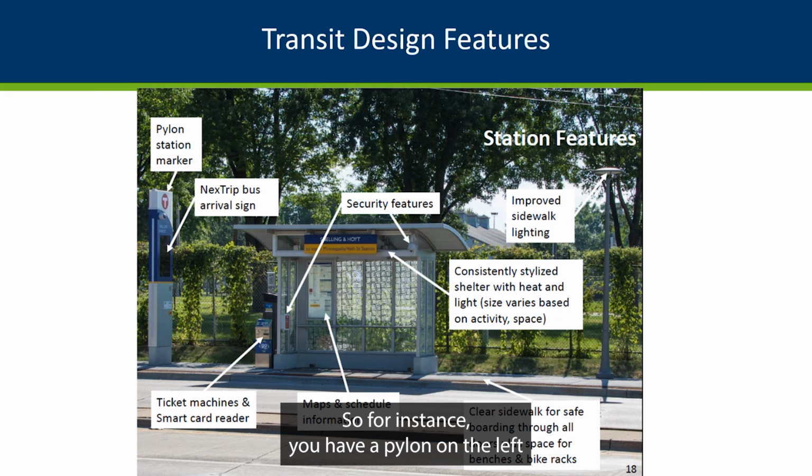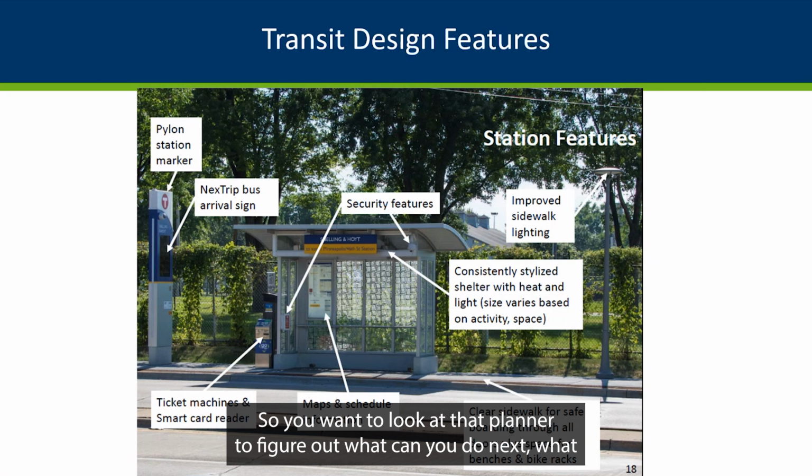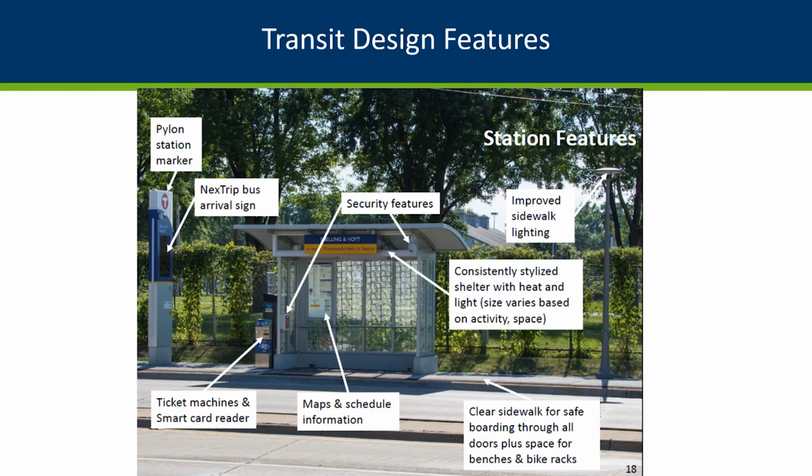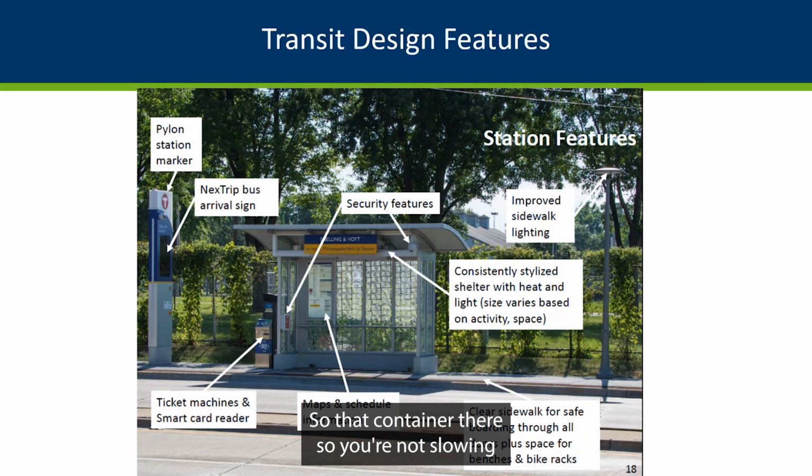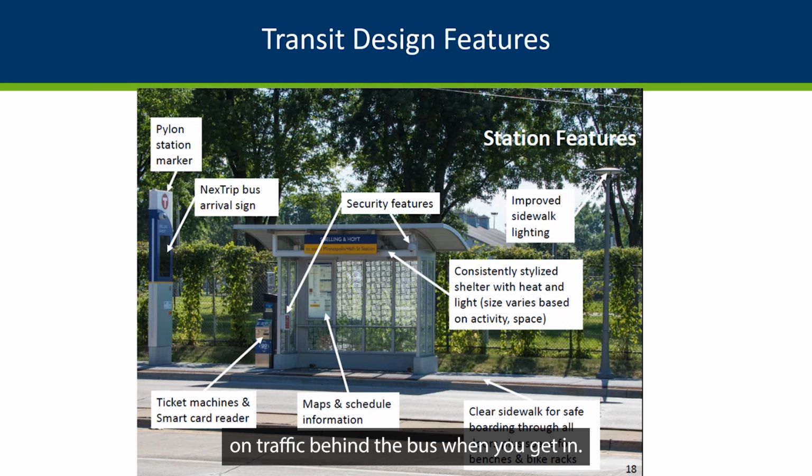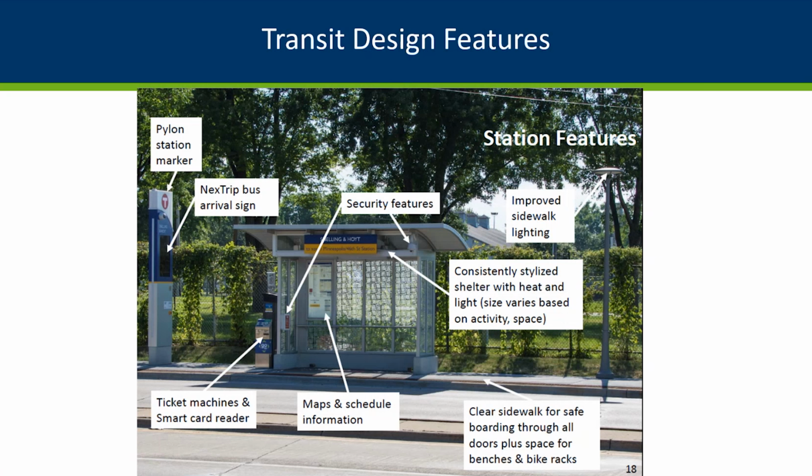So for instance, the pylon on the left of the screen has real-time trip information, so you don't have to look at the placard to figure out when you think the next bus is going to come. It's real-time: here's your bus, it can be here in 5 minutes. You have a ticket machine and vendor so that you pay your fare ahead of time, so you're not slowing up traffic behind the bus while you get in and try to change and dump it into the machine. It's got a shelter, which has heating lamps above, because we live in Minnesota. It's got level boarding curb.